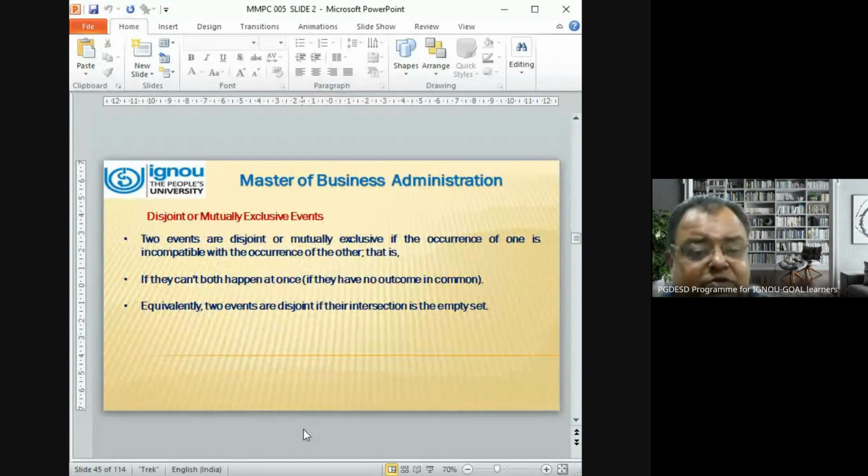Disjoint or mutually exclusive events. Two events are disjoint or mutually exclusive if the occurrence of one is incompatible with the occurrence of the other. They can't both happen at once. Equivalently, two events are disjoint if their intersection is an empty set.